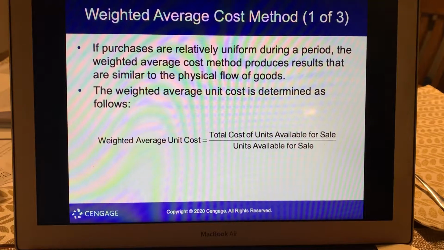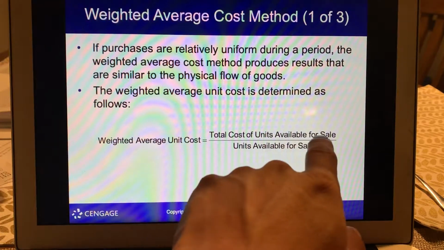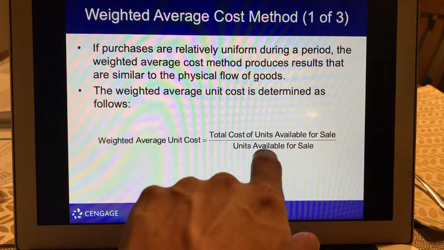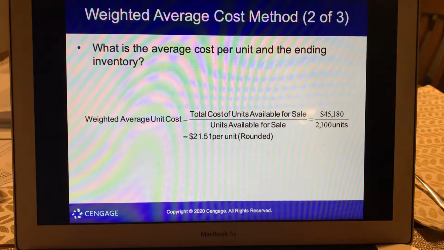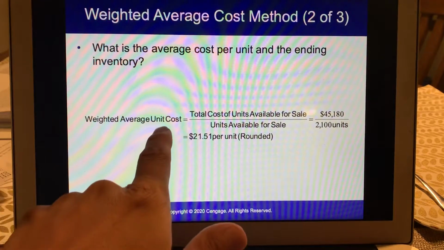If purchases are relatively uniform during a period, the weighted average cost method produces results that are similar to the physical flow of goods. The weighted average unit cost is determined as follows. Weighted average is total cost of units available for sale divided by units available for sale. Okay, total cost divided by units available. What is the average cost per unit in the ending inventory? So this is how we would do it.